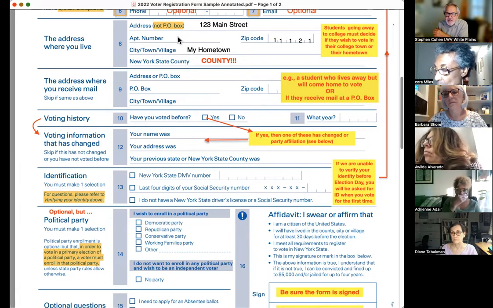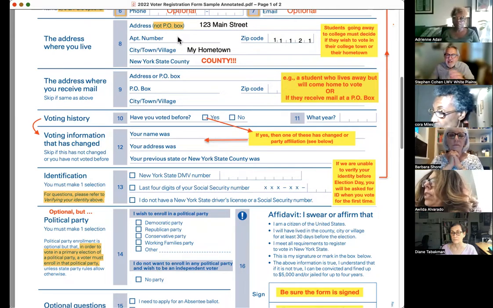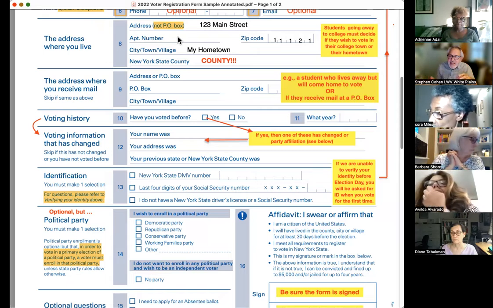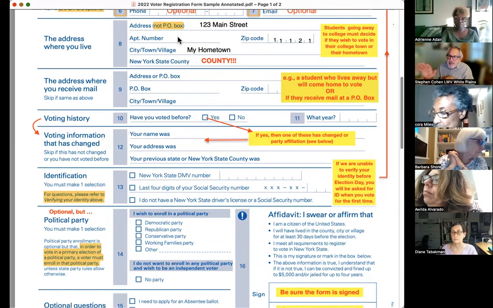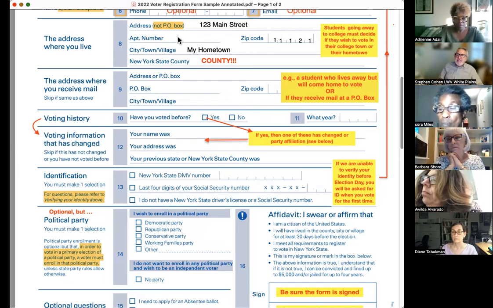So if the homeless person, and this is not a joke, sleeps at the park bench in the middle of Renaissance Plaza, then that homeless person should enter park bench, Renaissance Plaza, White Plains, New York. Okay, if they sleep under a bridge, they should enter that. That is a valid address in the eyes of the Board of Elections.